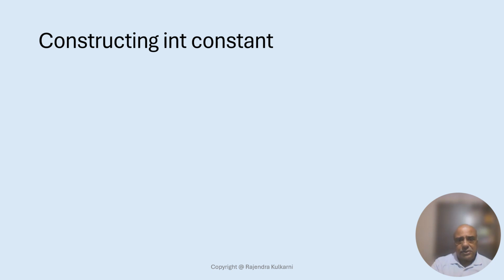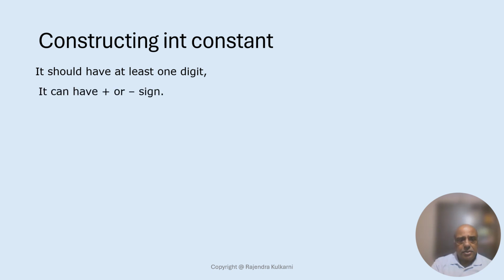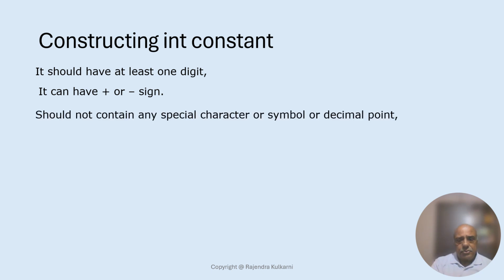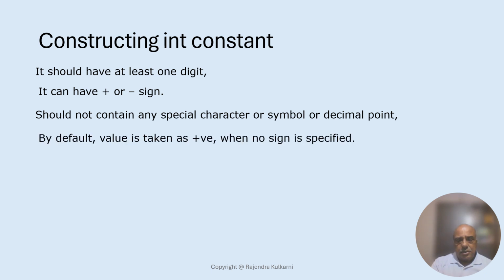There are rules for constructing int constants. It should have at least 1 digit, which is very logical. It can have a positive or a negative sign. It should not contain any special character or symbol or decimal point. By default, if the sign is not specified, the value is taken as positive by the compiler. These, 100, 3, 4, 6, 7, minus 4, 5, 6, etc., are all valid int constants.